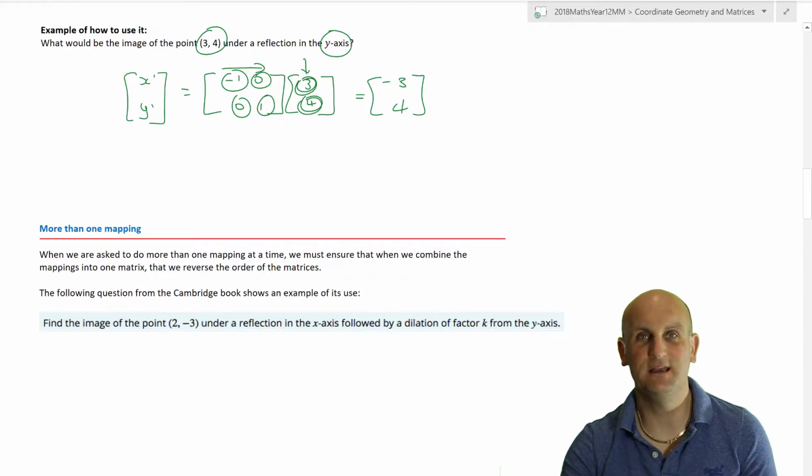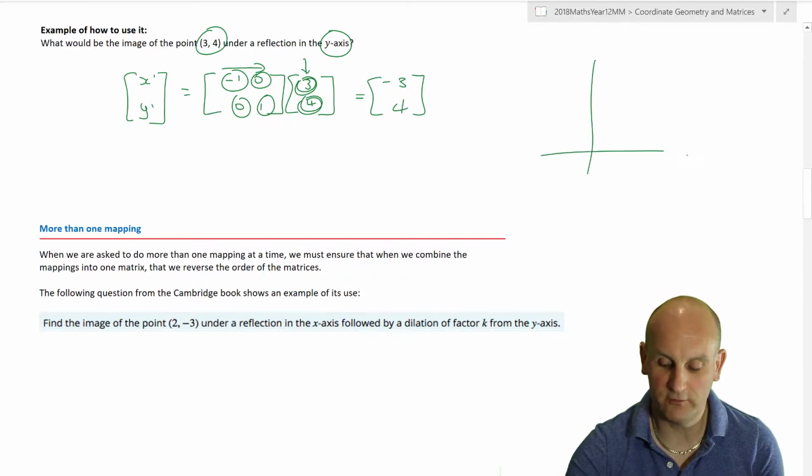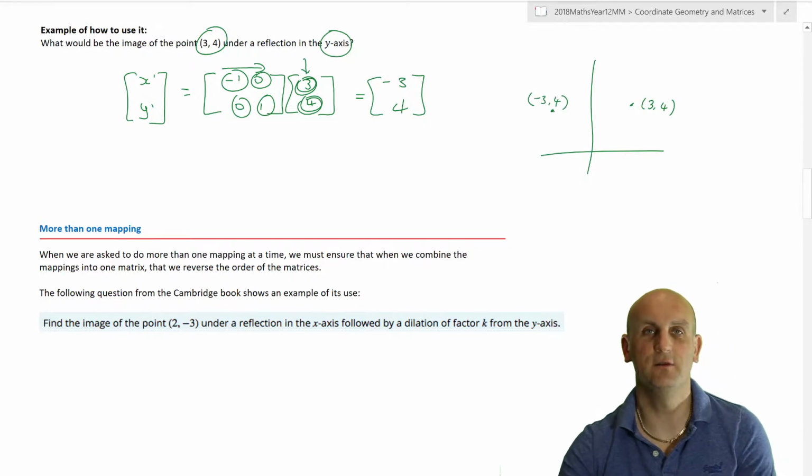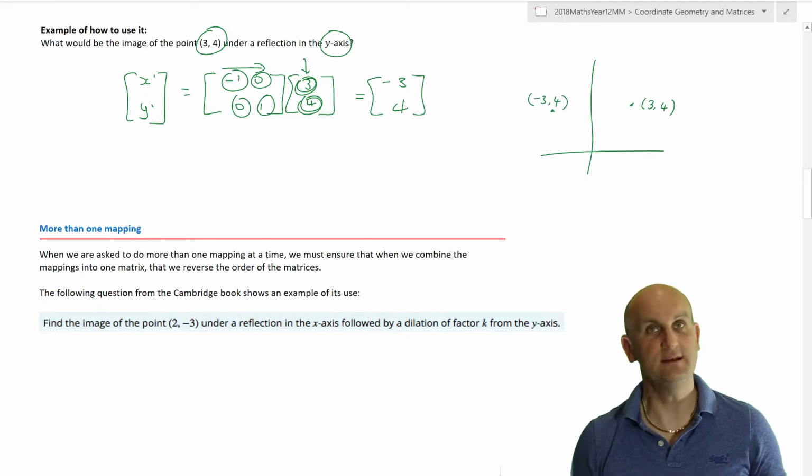Is that what we're expecting? Well, when we reflect in the y-axis, I had my point here as 3, 4. It goes over here and becomes minus 3, 4. And so the theory works. Yay! How exciting is this?